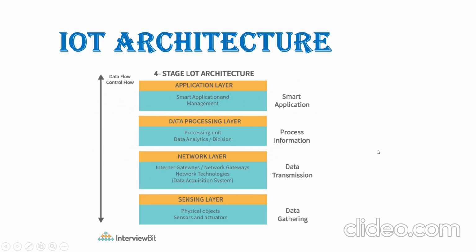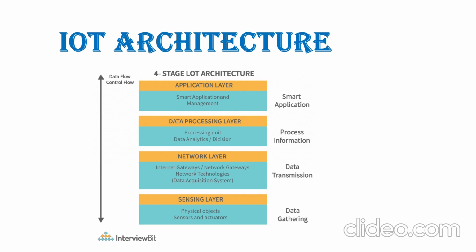Then we have IoT architecture. Basically, IoT architecture is divided into four layers. First of all, we have the sensing layer, then the network layer, then the data processing layer, then the application layer. In the sensing layer, physical objects such as sensors and actuators gather the data. In the network layer, internet gateways and internet technologies transmit the data.